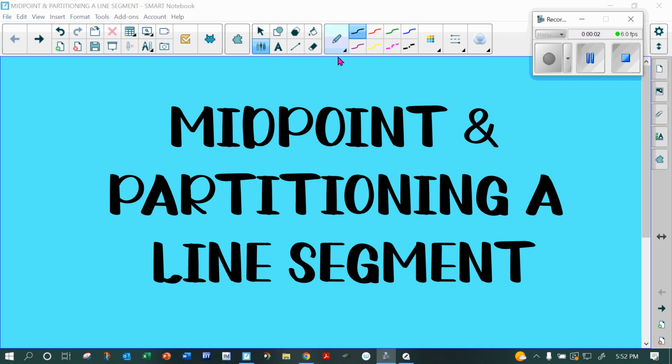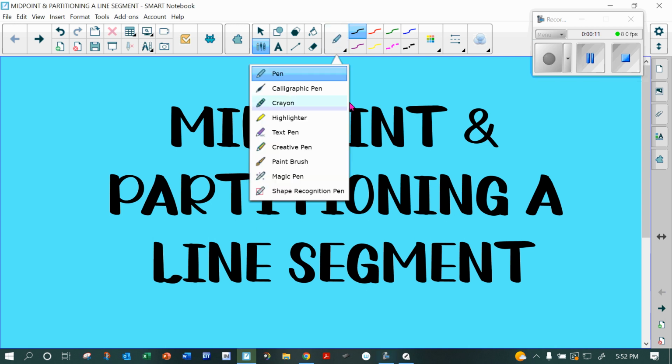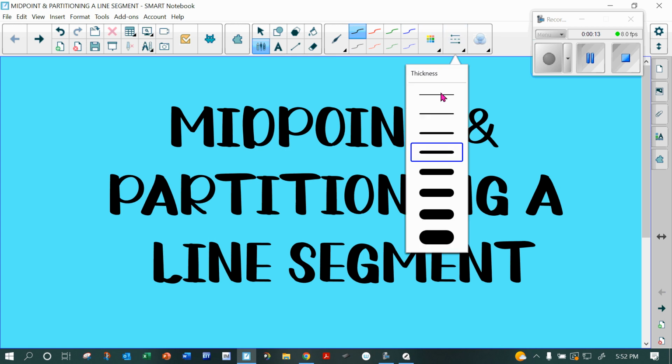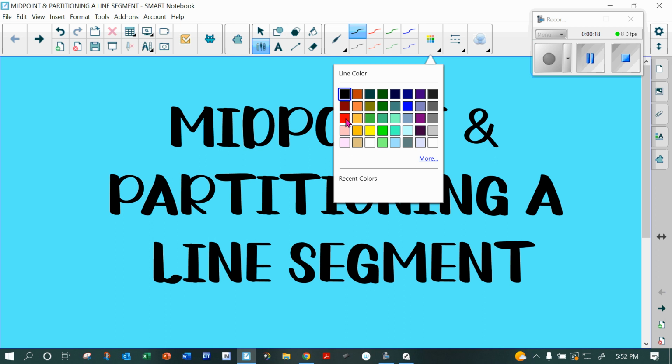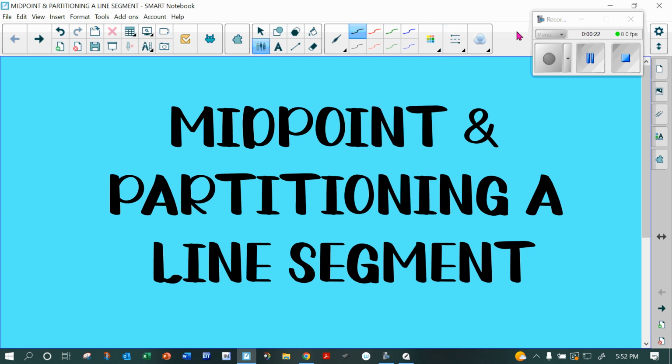Okay, guys, so today we're doing midpoint and partitioning a line segment. Partitioning a line segment is where you find the location of a point that's not in the middle. So what we've been doing is finding a point that is in the middle. That's what we did the other day when we were finding the average. So now we're just going to find one that's not in the middle.